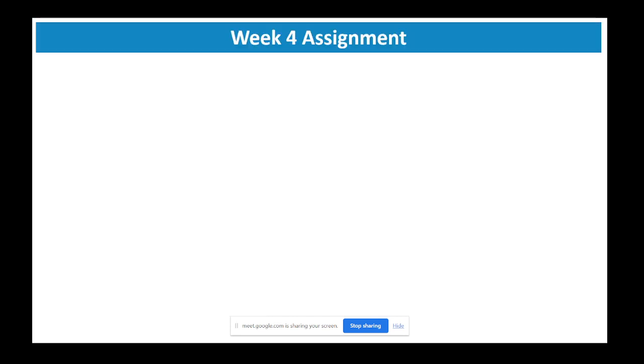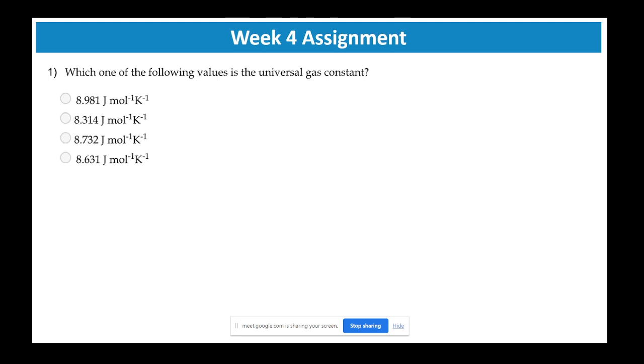Now starting with the assignment, the first question is which one of the following values is the universal gas constant? So you have to remember the values of universal gas constant, and joule per mole per Kelvin is the most basic and it is the SI unit. So this unit you should remember, and its value is 8.314 joule per mole per Kelvin.